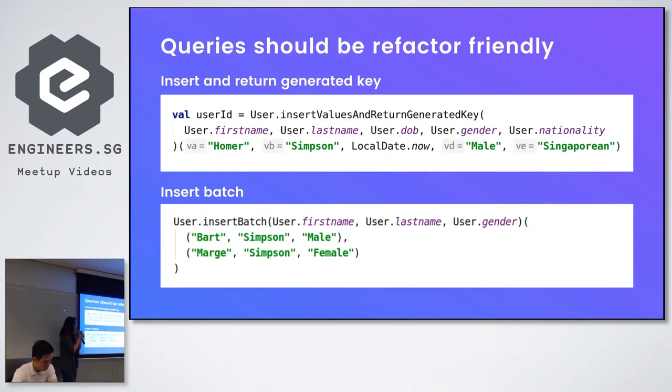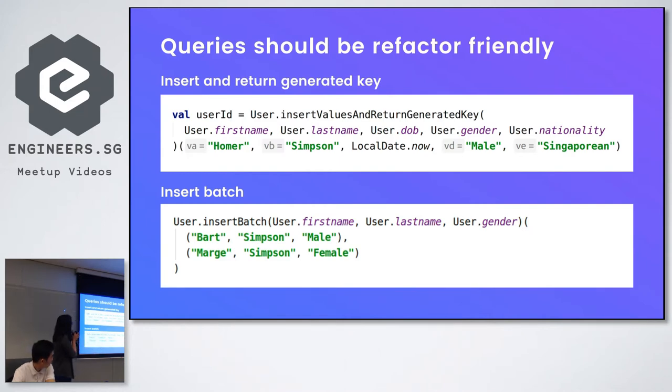And then if you want to insert more than one record at the same time, we have the insert batch function that can do that. So for example, if you have 100 records that you want to insert in one go, this might not be the most optimized way to do it because it will hit the database multiple times. So that's why we created the insert batch, which will insert the entire 100 records in one query.